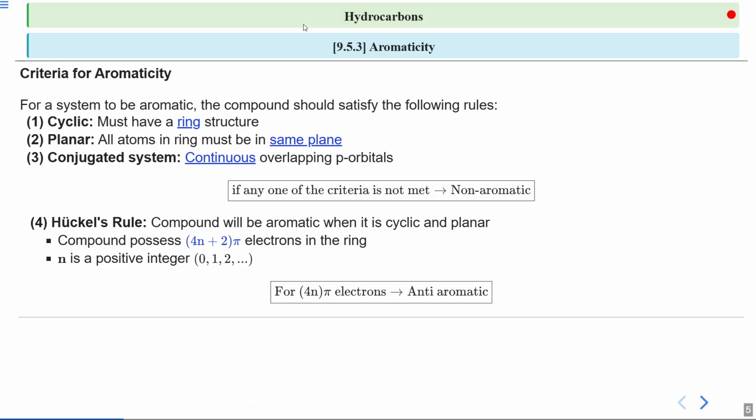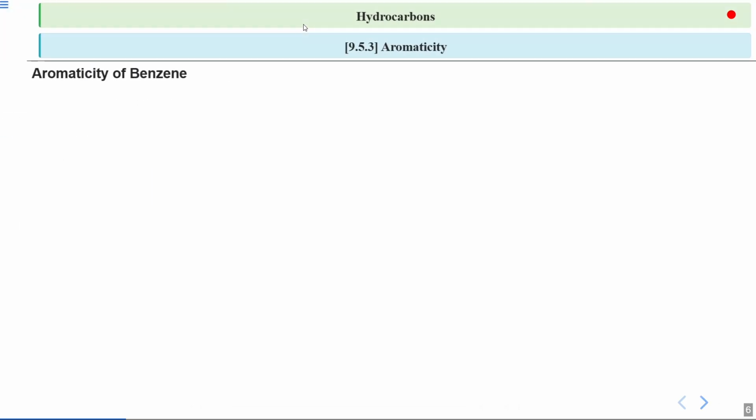So this wraps up the criteria for aromaticity. Remember, structure and electron count are both essential. So basically what is written here, if your compound is not following any of the first three rules, then it is non-aromatic. If it is following the first three rules and not the fourth rule, then it is anti-aromatic. And if it is following all of those four rules, then it is aromatic.